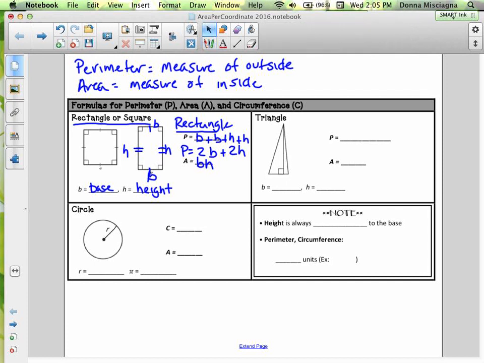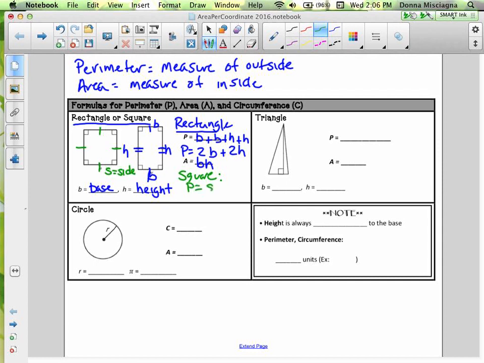A square is really basically the same. The only difference is, instead of having two different measurements, they're all exactly the same. So instead of writing 2 times the base plus 2 times the height, and having two of the exact same measurements, sometimes we just call that an S for the side, because all 4 sides are exactly the same. So to find the perimeter, we can just add up the 4 sides, or instead of having to add them all up, since they're all exactly the same, we could just say it's 4 times the length of the side.